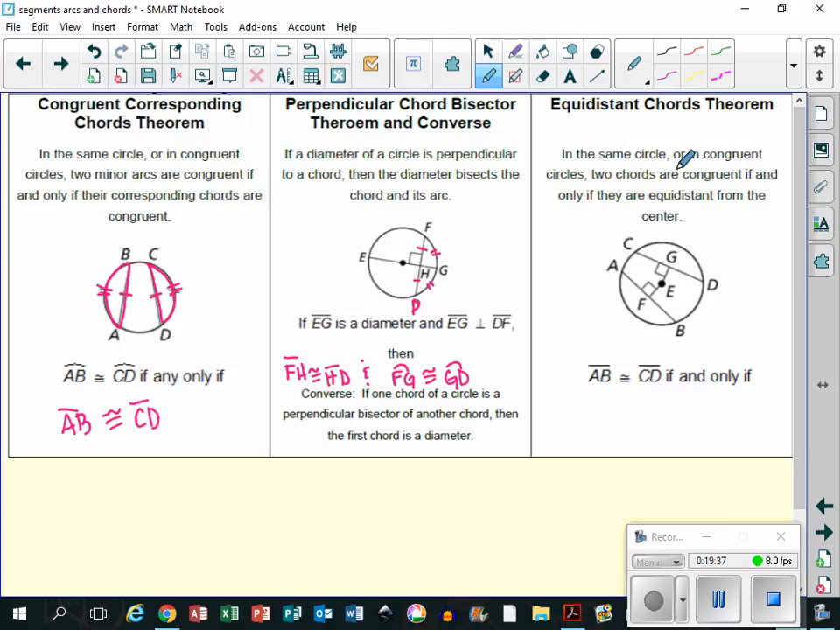And the next one is if you have the same circle or congruent circles, 2 chords are congruent if they're the same distance from the center. So this chord is congruent to this chord if this piece is equal to this piece. So if EF is congruent to EG, they have to be the same distance away from the center in order to get that.